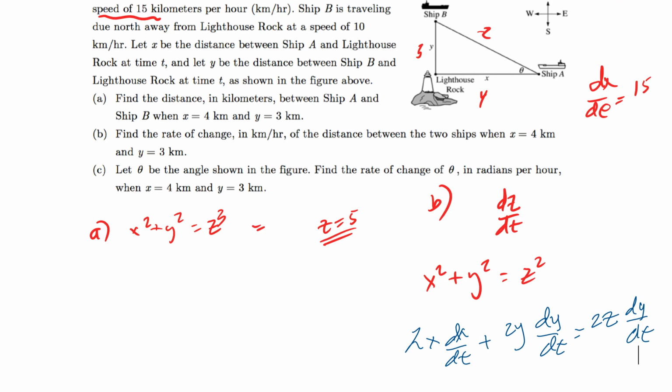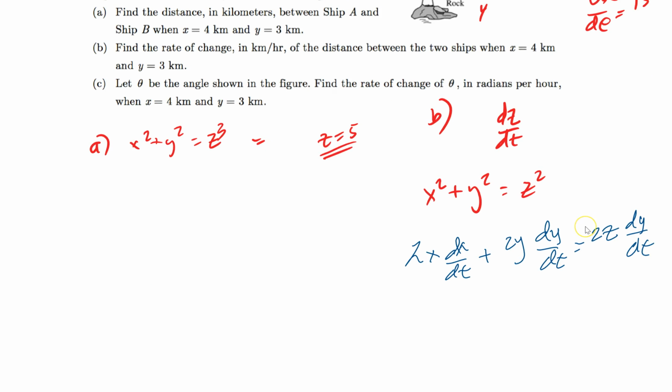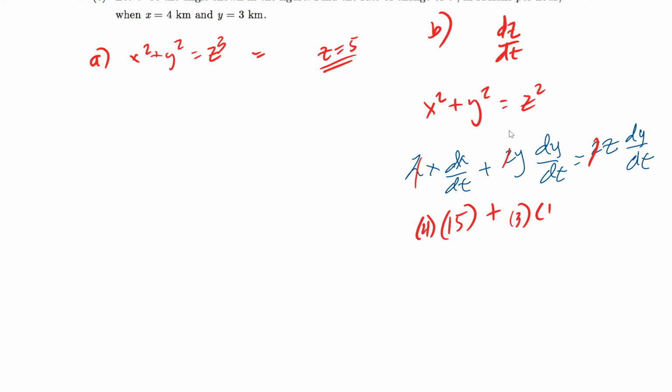Now we got to plug stuff in. Now again, they gave us most of this. dx/dt over there, 15. X, for this, remember they said when x is 4, so that's 4. y, I'm going to divide all the 2s to pretend they're not there. Y they gave us is 3. dy/dt they gave us in the very first part of the problem is 10. We just found out z was 5, and they want us to find dz/dt.